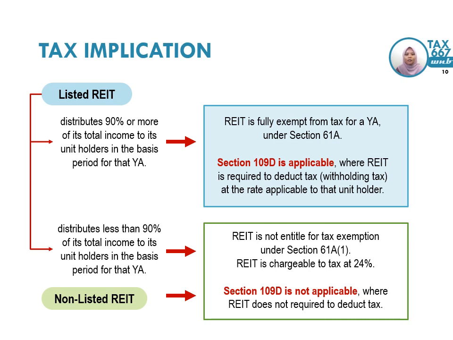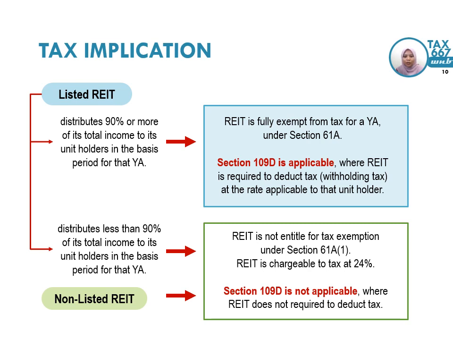Okay. Alright. So, kalau listed REITs, dia distribute 90% of its total income untuk tahun tu kepada unit holders. Therefore, dia entitled untuk dapat exemption, full exemption, tak payah bayar tax langsung. Tapi bila 61A apply, automatically 109D is also applicable, where REITs is required to deduct withholding tax at the rate applicable to unit holders.